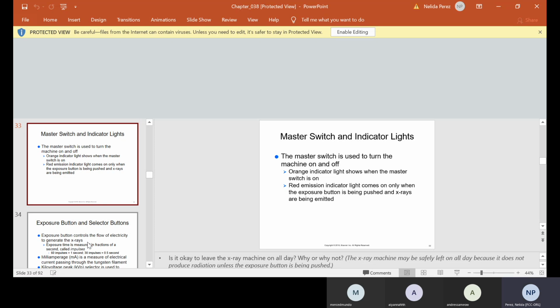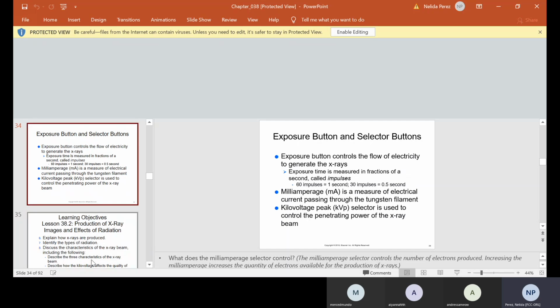Now, the master switch, as I mentioned, is on and off. An orange indicator light shows when the master switch is on. Ours is green. Okay, so they can come in different colors. I've seen them in red. The red emission indicator light comes on when the exposure button is being pushed and x-rays are being emitted. The exposure button and selector buttons control the flow of electricity to generate the x-rays.